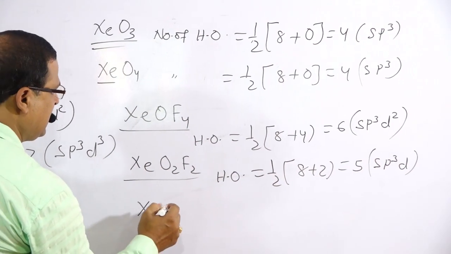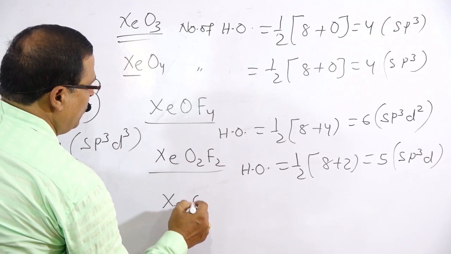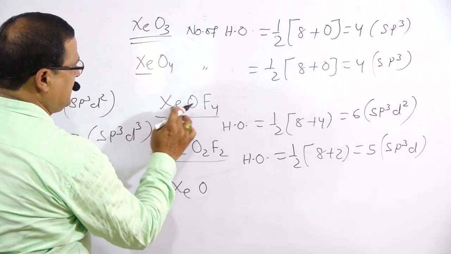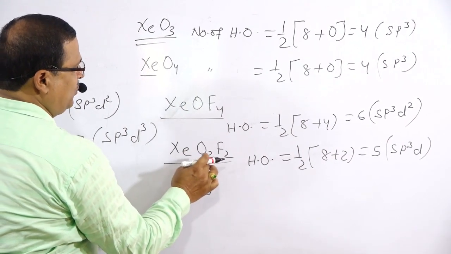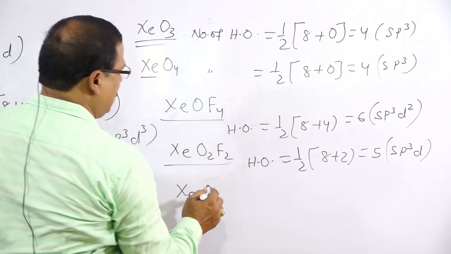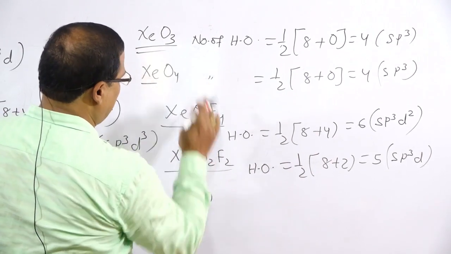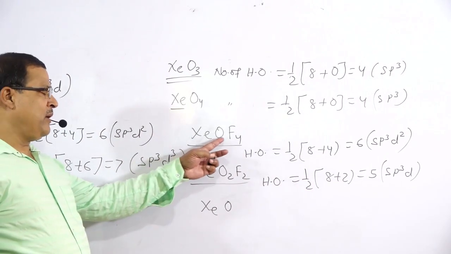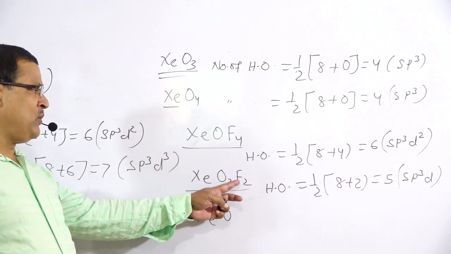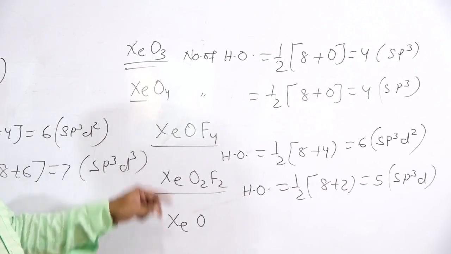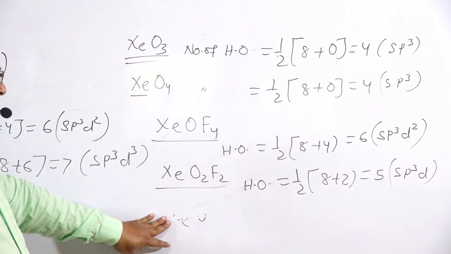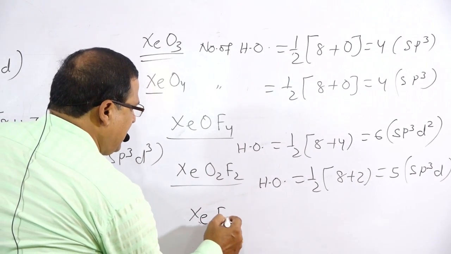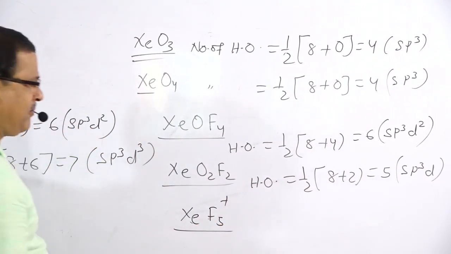Then XeOF4, already we have given. XeO2F2, that is XeO3, already we have given. So these are the different compounds, that is XeOF4, XeO2F2, then XeO3 and XeO4. Already we have discussed regarding these. Similarly, you can apply this for the cation also, that is XeF5 plus.